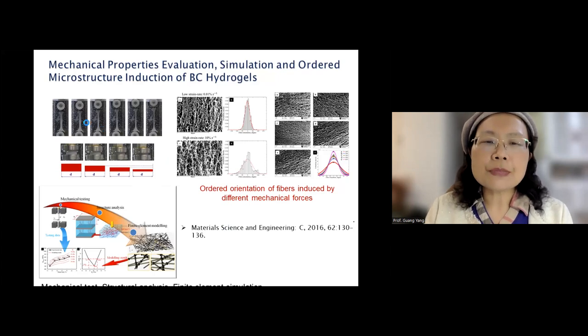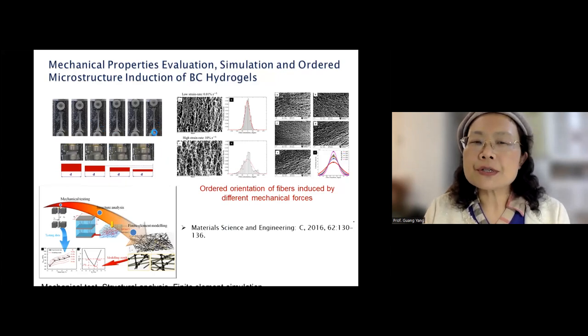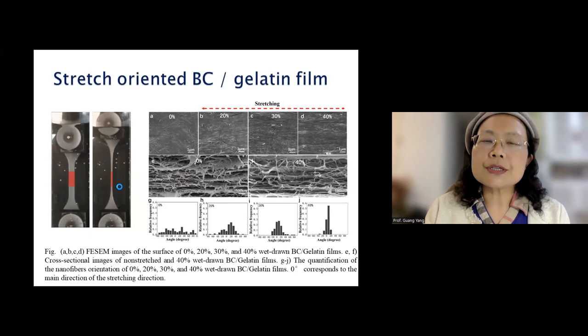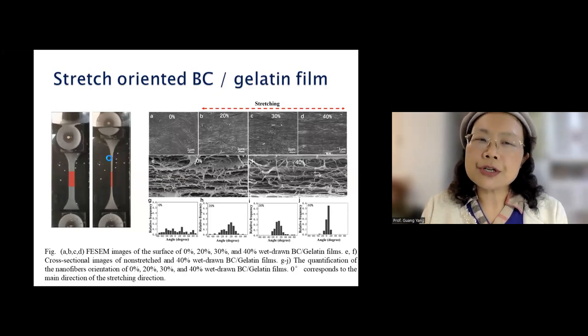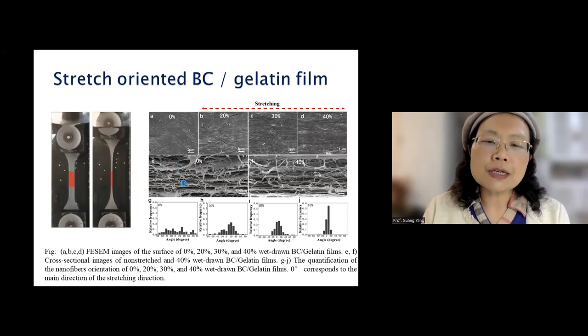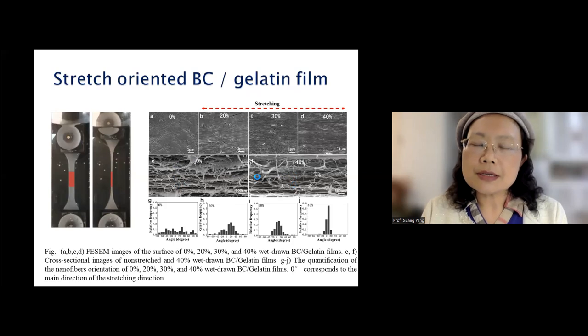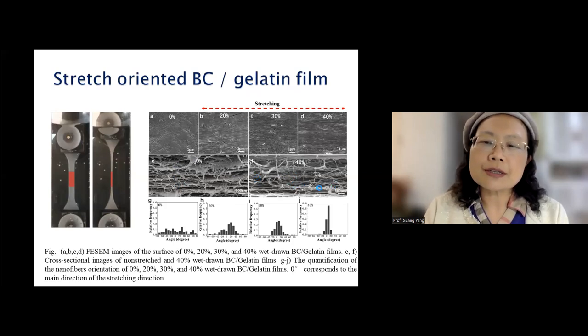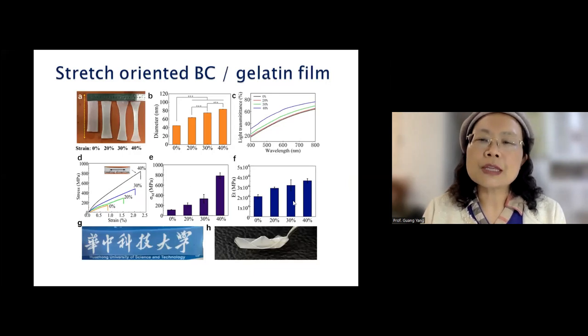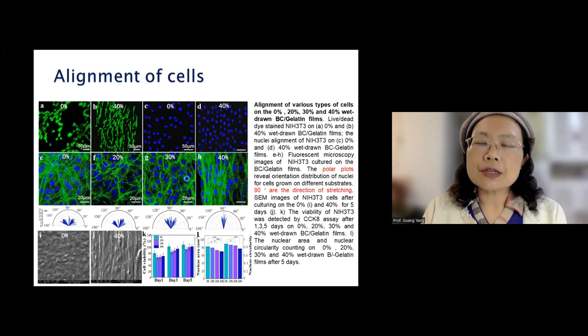And directly stretching the bacterial cellulose, we can obtain ordered fibers. So this is stretching the oriented BC and gelatin films. We can observe the nanocellulose can orient. So this is stretching. Almost the maximum can stretch to 40%. And we use the stretched membranes to incubate the cells.